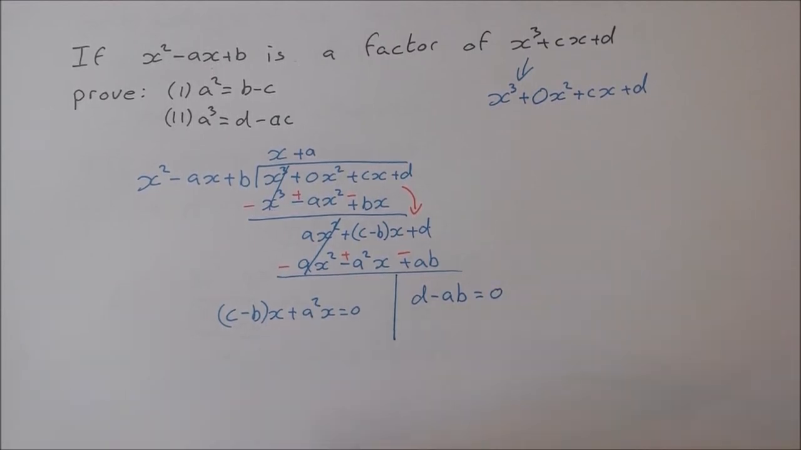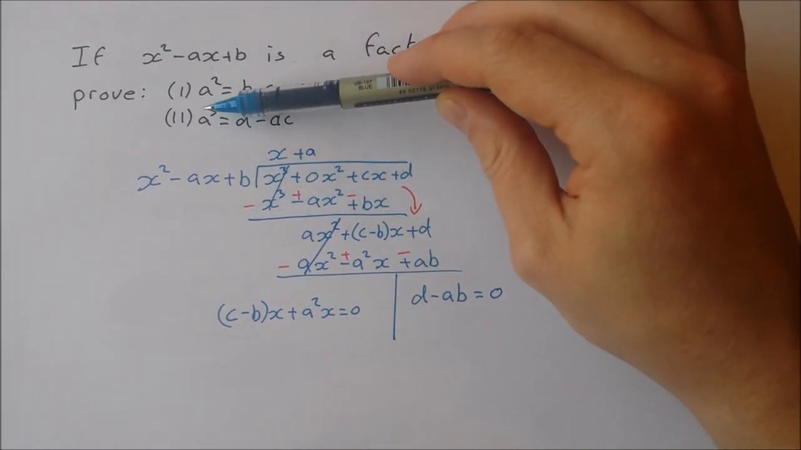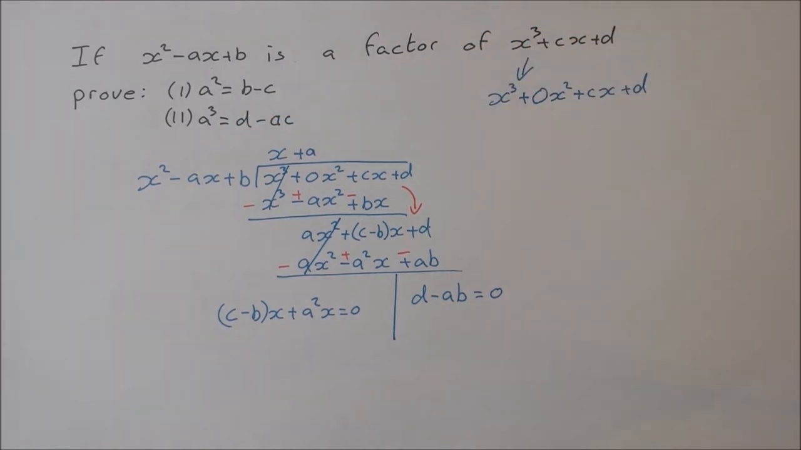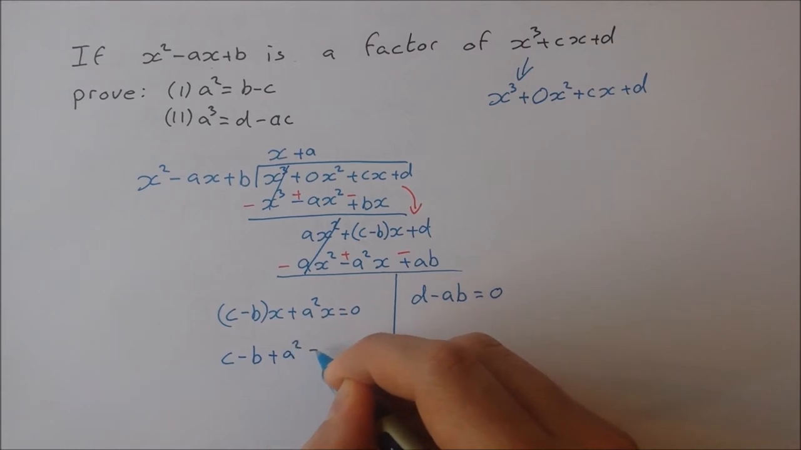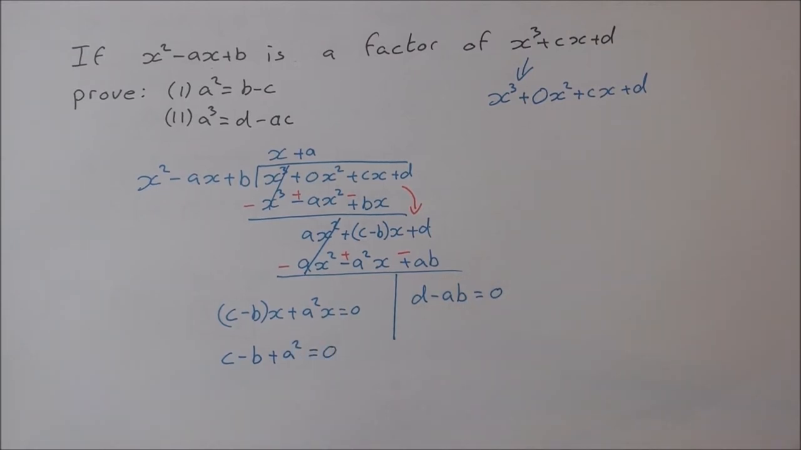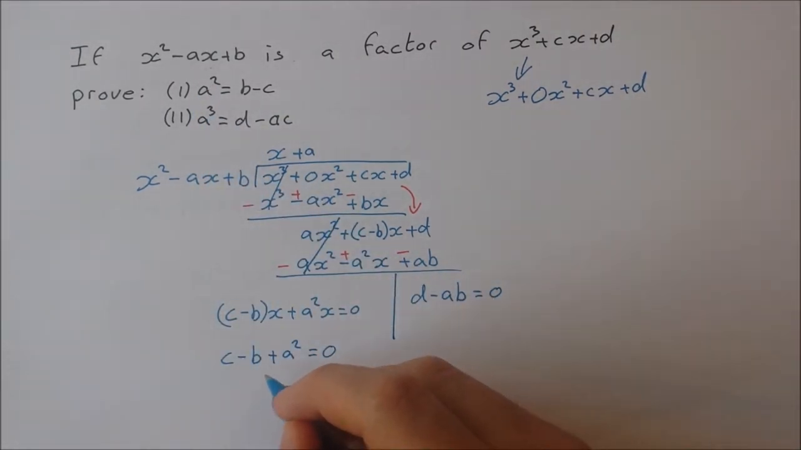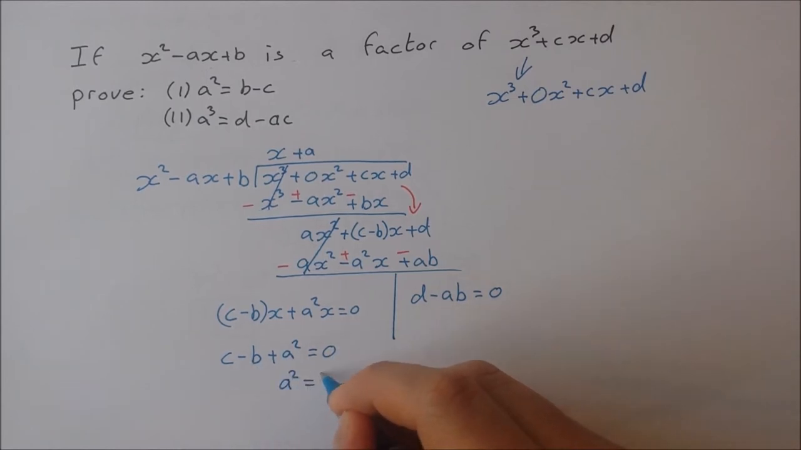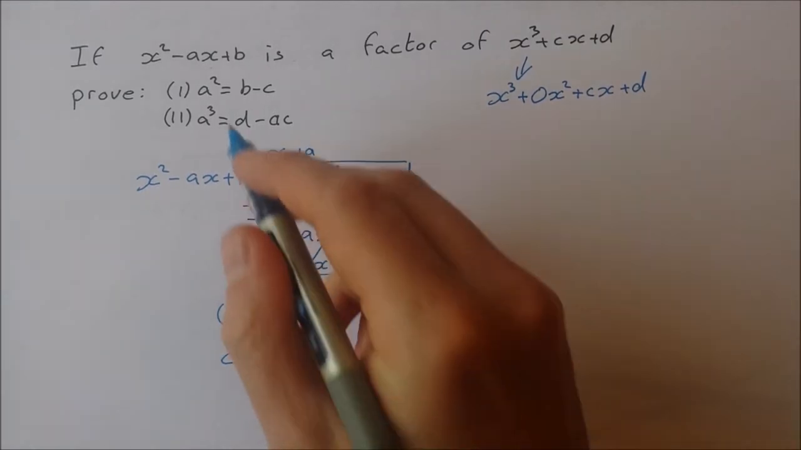Okay, let's work on this one first. And we're trying to get either of these: a squared is equal to b minus c, or a cubed is equal to d minus ac. I can divide across everything by x. That'll give me c minus b plus a squared equals 0. I want to isolate a squared, so I can do that easily by taking c and adding b. So a squared equals b minus c, which is the one that I wanted, part 1.